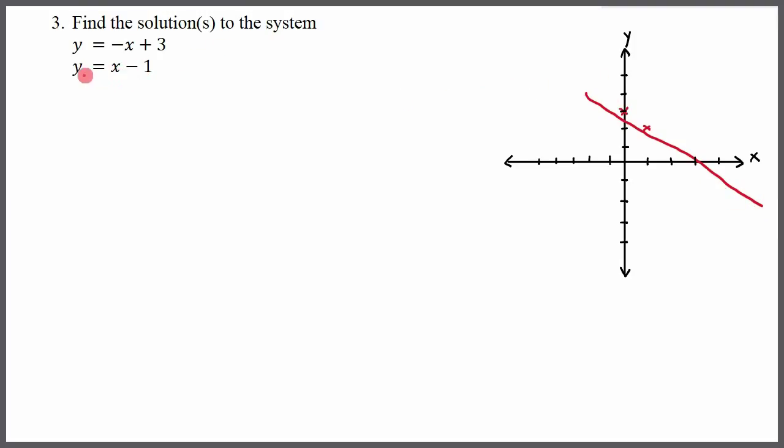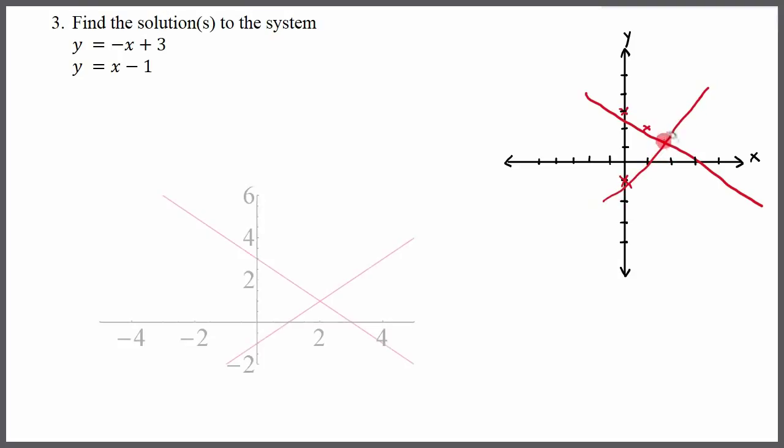Using the second equation, y equals x minus 1, we start with the y-intercept, 0, negative 1. And we see that it has a positive slope of 1. So we go up. And we see that our solution is right here at x equals 2, y equals 1. So the ordered pair 2, 1 satisfies both equations.